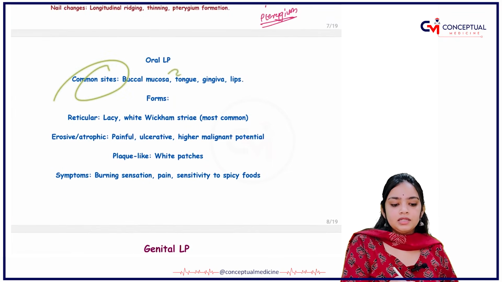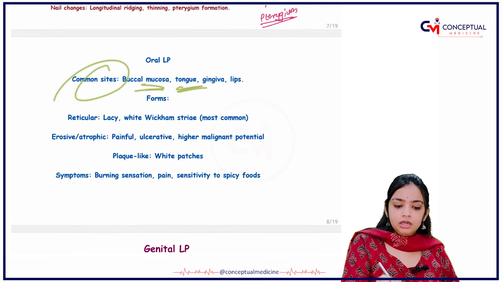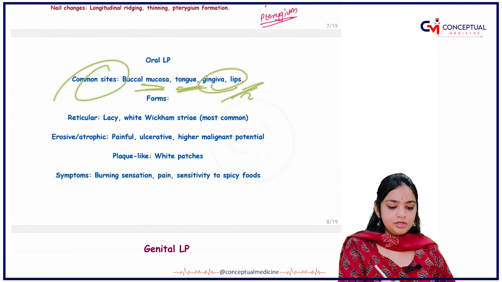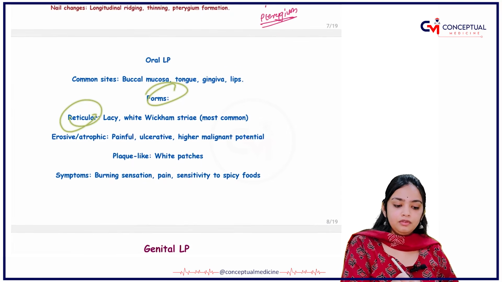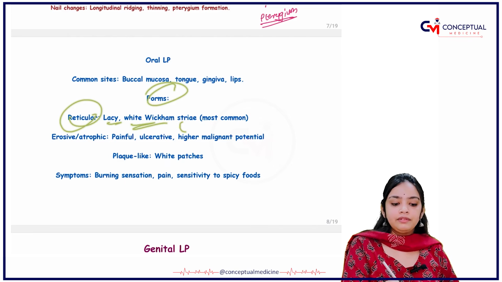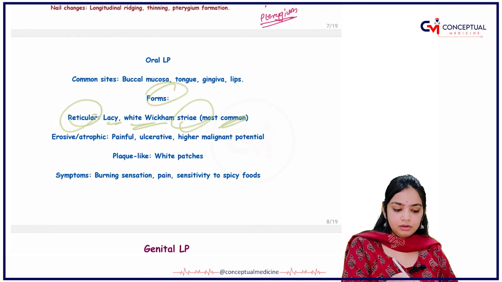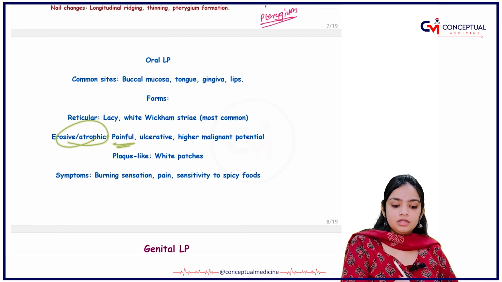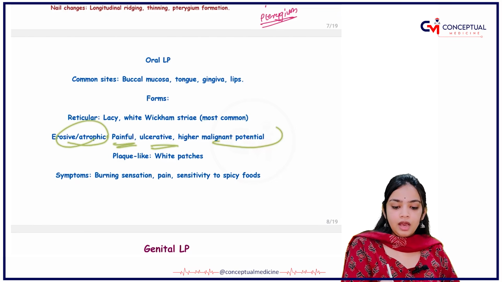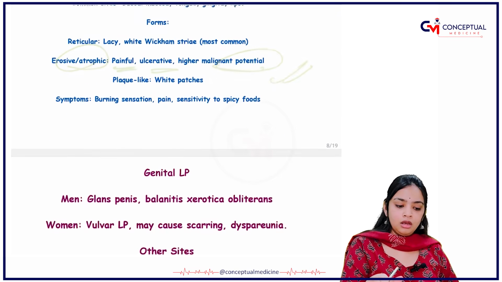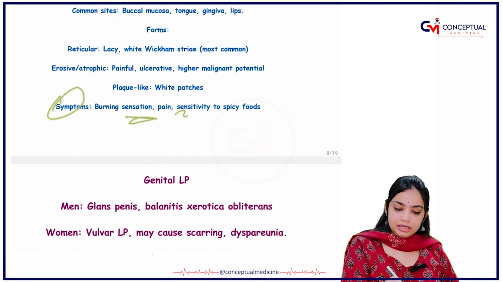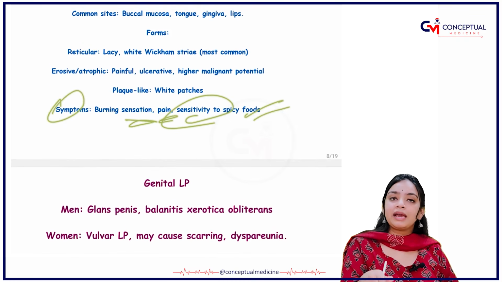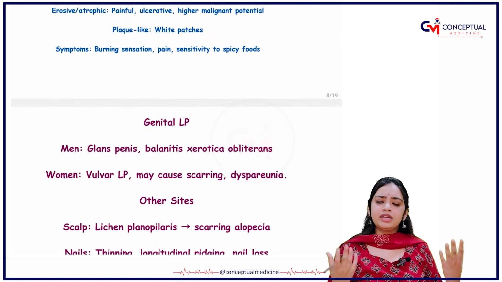Okay. The common sites that are involved are your buccal mucosa, tongue, gingiva, and the lips. The forms are, you have the reticular form, where it will be lacy and there will be white Wickham Striae. In the erosive phase, it is painful. You have ulcerative lesions and higher malignant potential. Symptoms will be burning sensation, pain, sensitivity to spicy food. The patient will not be able to eat the spicy food.